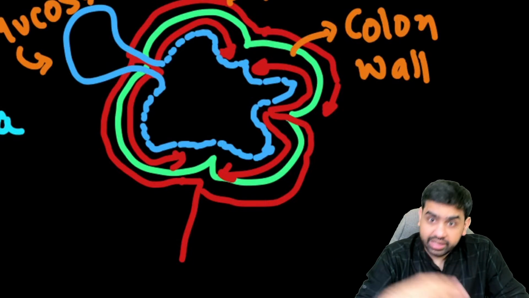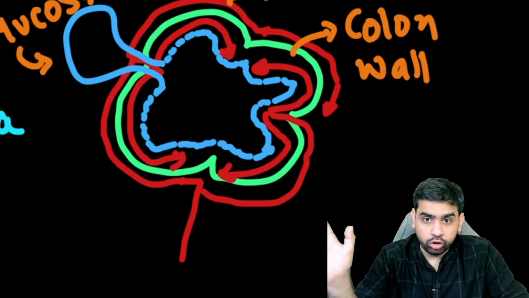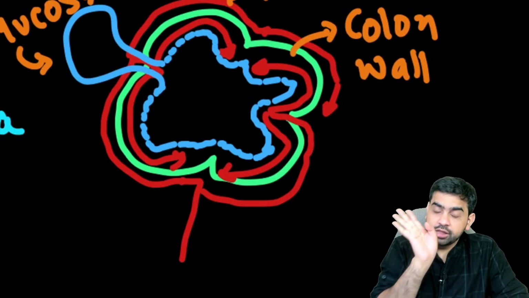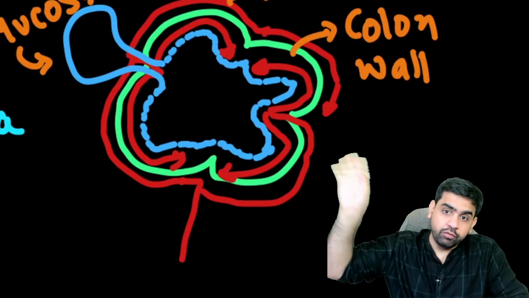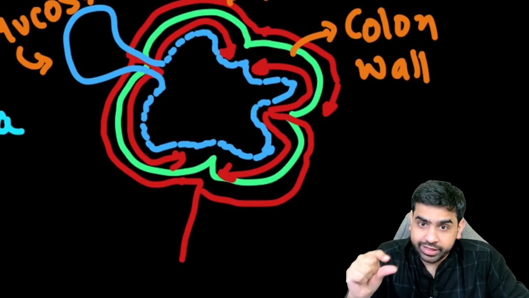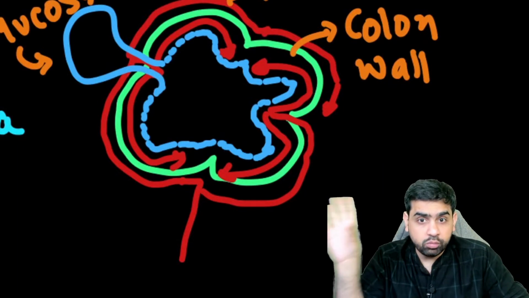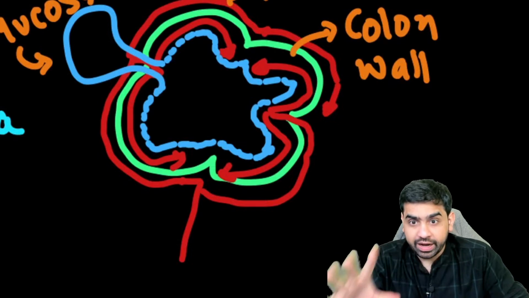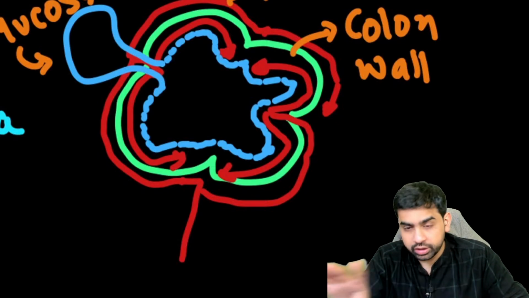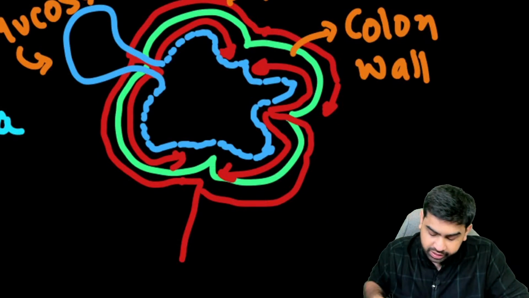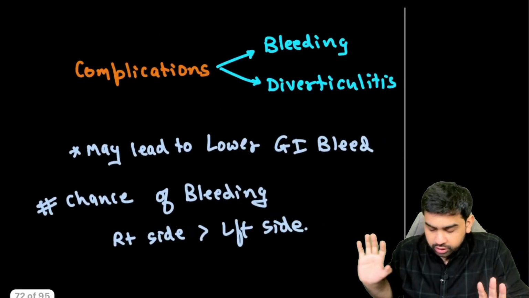So whenever there is an increase in pressure inside the colon, the mucosa will find it easier to go through these potential weaknesses. You understand my point? So this is what is referred to as colonic diverticulum, a pulsion diverticulum. It is not a traction diverticulum, it's a pulsion diverticulum. Mucosa is coming out. It is a false diverticulum.